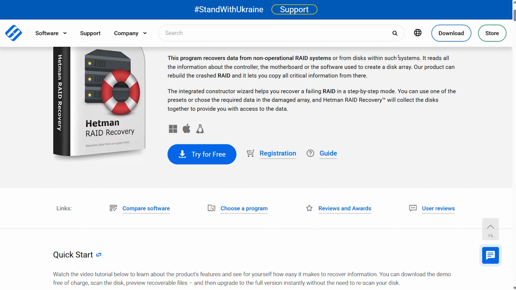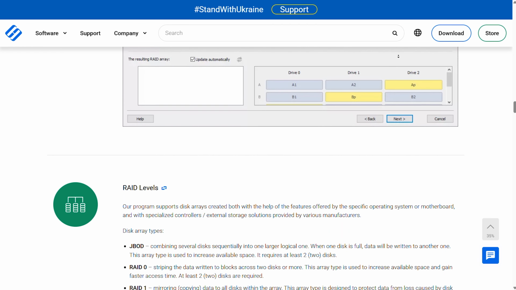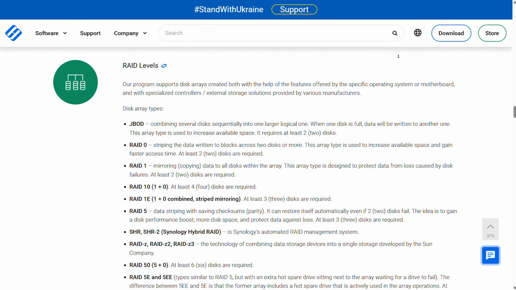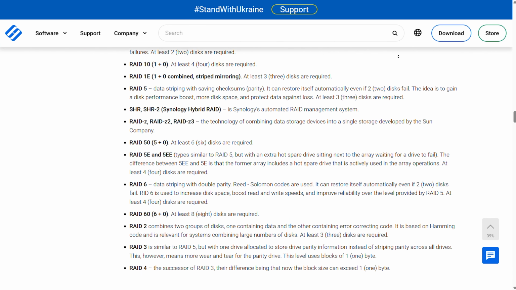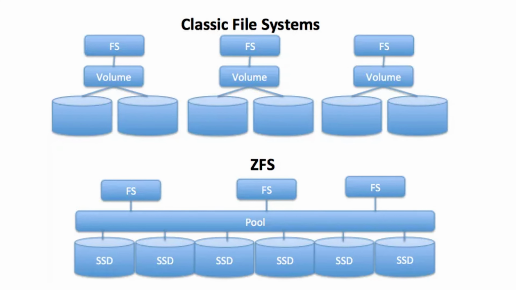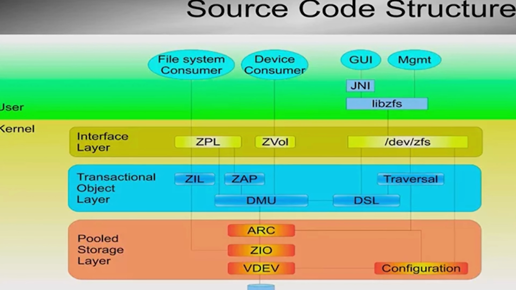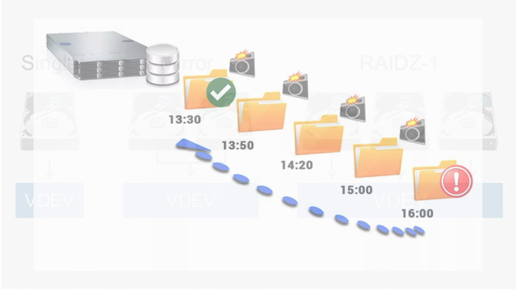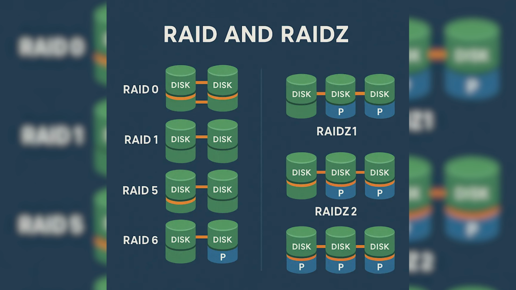A key feature of Hetman RAID Recovery is its deep analysis of ZFS metadata. The program does not need a functional operating system or controller. It reads service information directly from the disks and automatically recreates the pool structure. Since ZFS stores all critical data about the array configuration within the pool itself, the logical integrity of the files is preserved even in the event of complete server environment unavailability. As a result, the user gains access to the data in a familiar form, without being dependent on the original system.